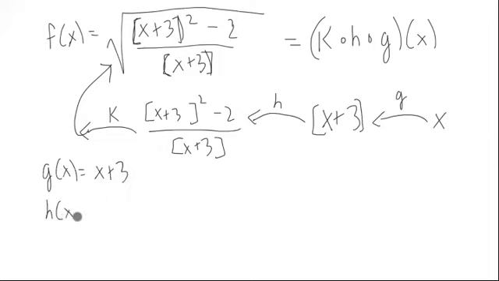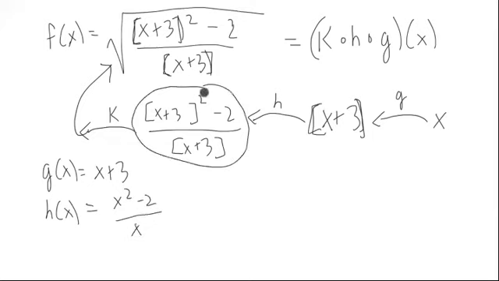h of x, now be careful here. h is going to do stuff with blocks. So we're going to think of replacing each block with x. So what are we doing with that block? Well, that block is now x because x represents the input for our function h. So you take the block, you square it, minus 2, all over the block x. So basically what you do is every time you see a block that came from the last part, you just replace it with x. There's your function h. Now what about k?